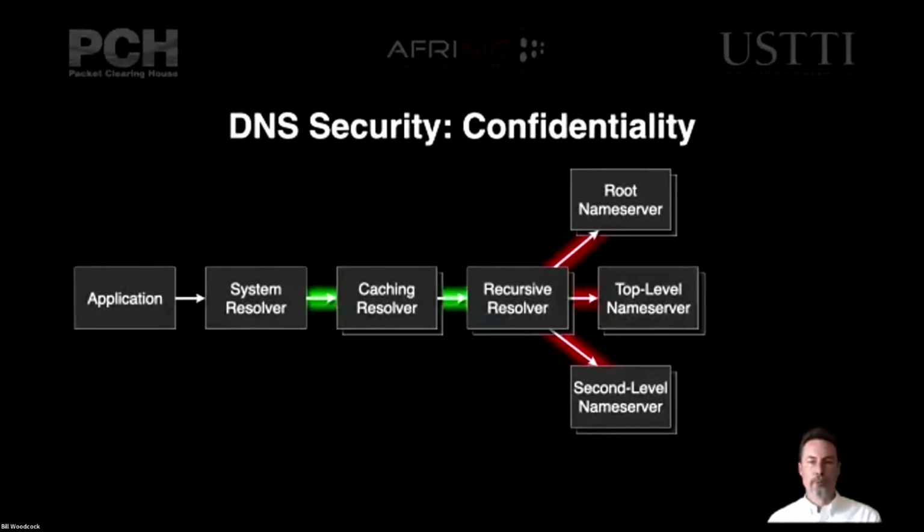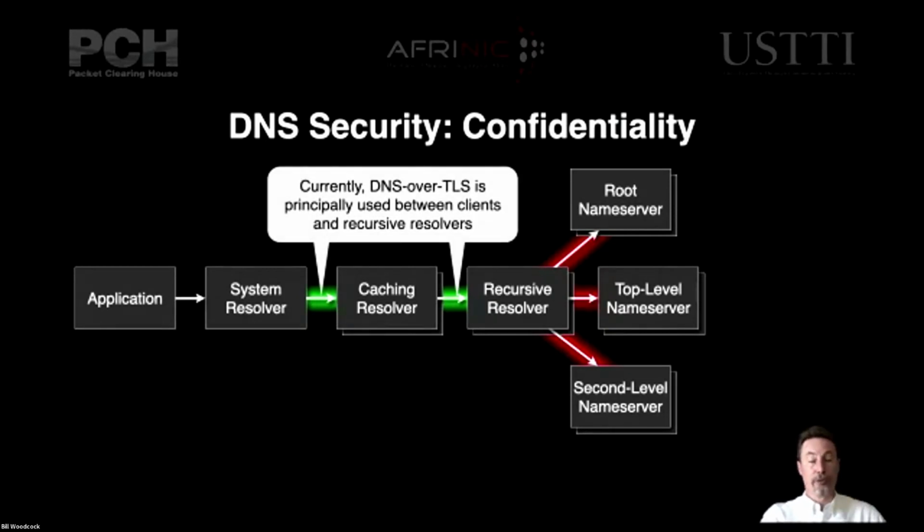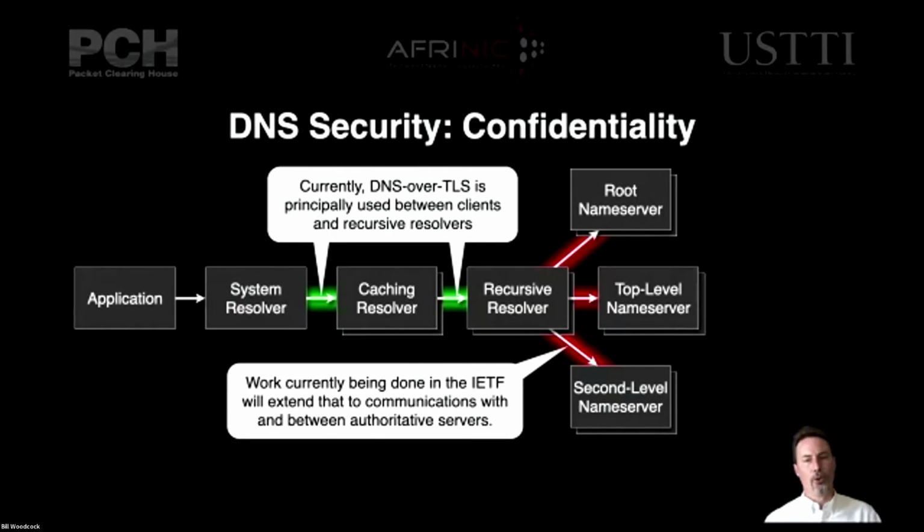Okay, so we have the DNS over TLS. If we're just trying to make things better, we have DNS over TLS that can run between the system resolver and a caching resolver, between a caching resolver and a recursive resolver, but the standard is not yet extended, or the work isn't quite finished yet, to get it between the recursive resolver and the authoritative resolvers. But that work is getting done and will be available fairly soon.